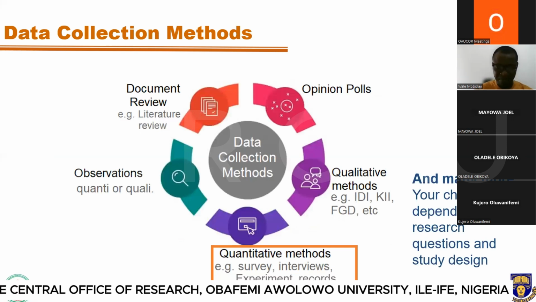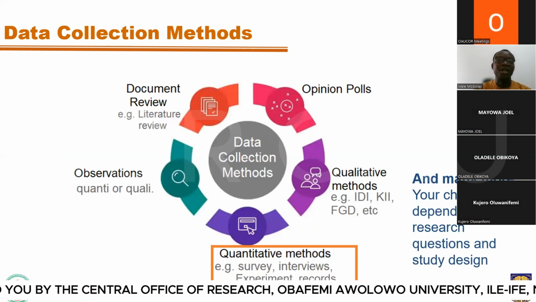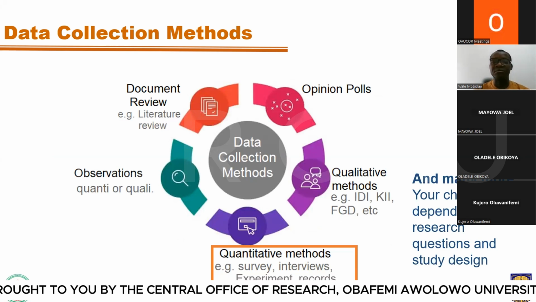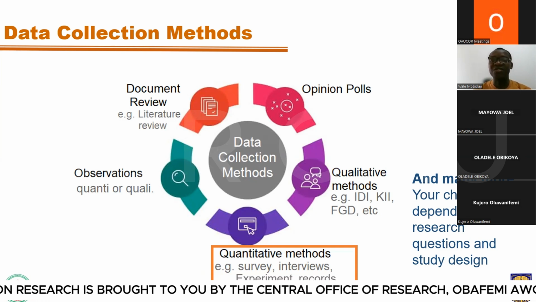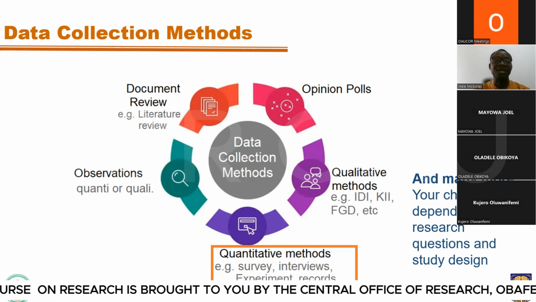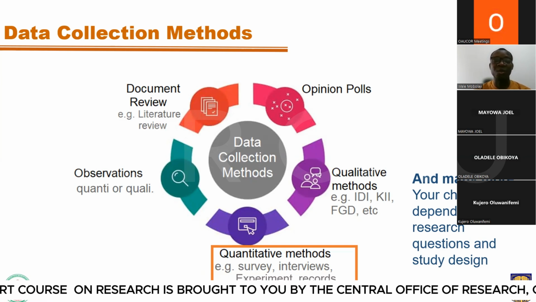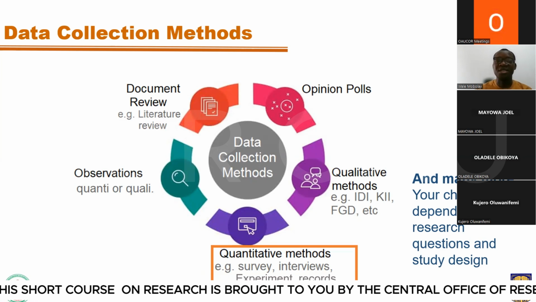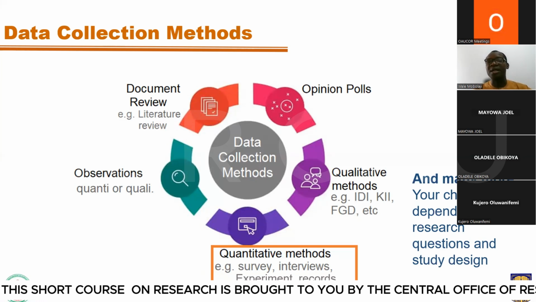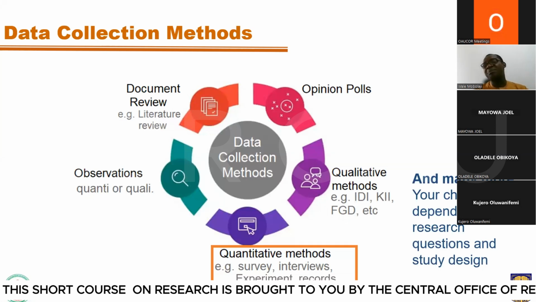So first of all, before any analysis could commence, of course, we have different methods of collecting data. There are some that are qualitative methods and some are quantitative. Some are just observations combining both quantity and quality. Sometimes you do document review, and sometimes it's an opinion poll that you use to collect your data. So there are various ways of analyzing the data you have collected. But in this training, you're going to focus on quantitative methods.